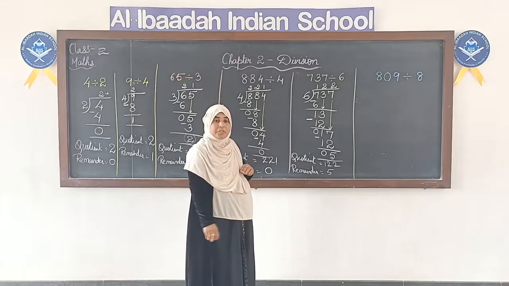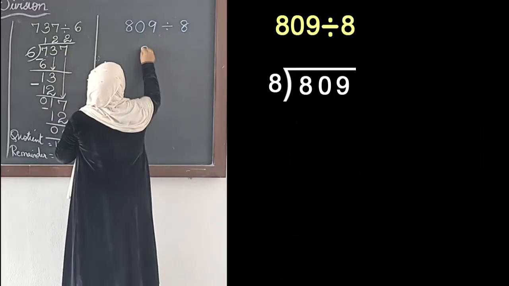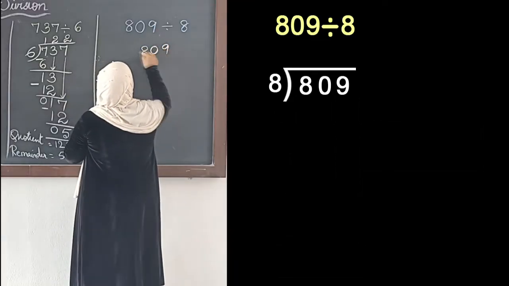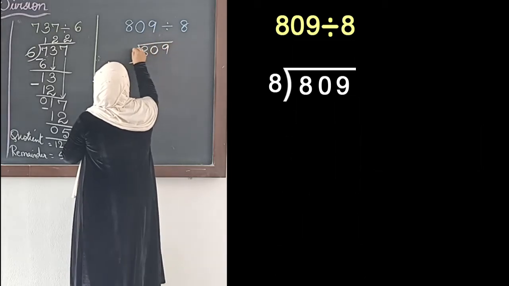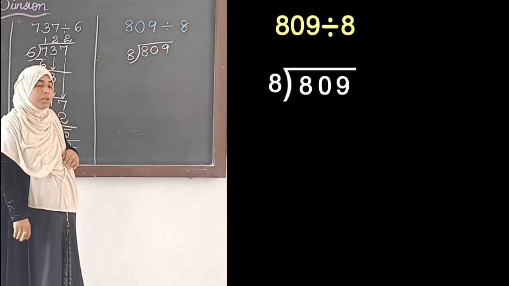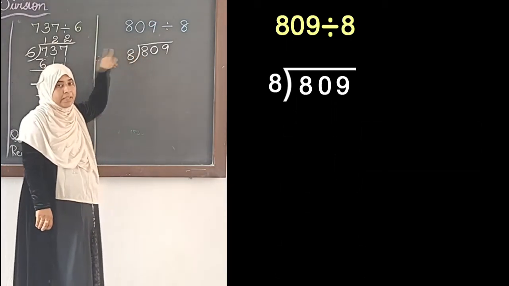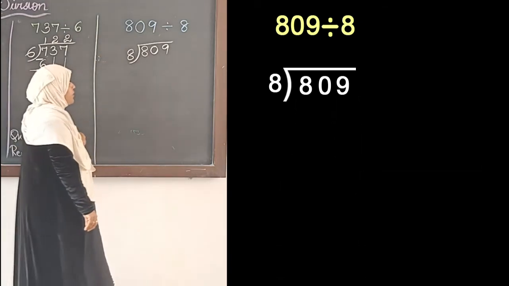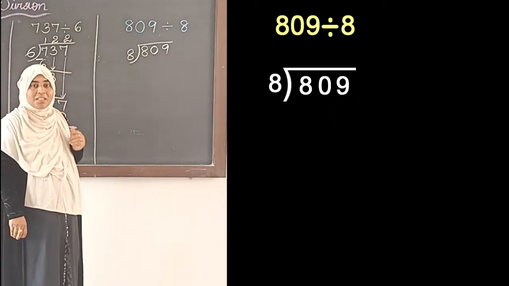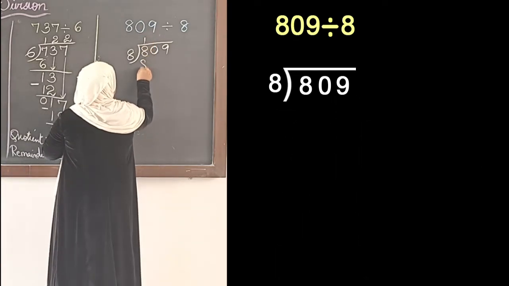One more last sum we will try. 809 divided by 8. Okay. Now, again we have to divide one digit at a time. So, we will divide 8 with 8. Okay. So, in the table of 8, do we get 8? Yes, of course, 8 ones are 8. So, we will write 8 ones are 8.